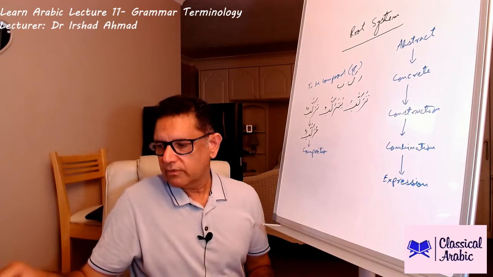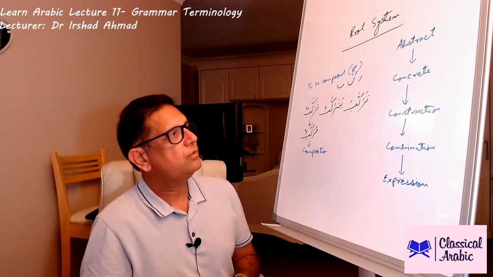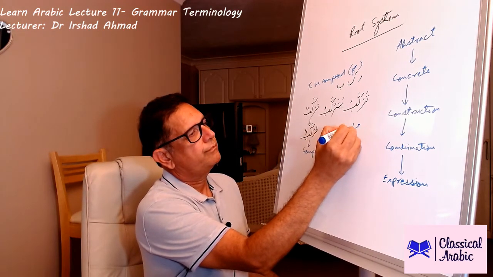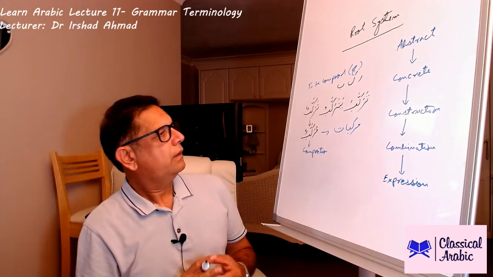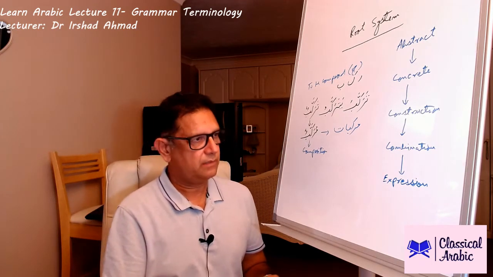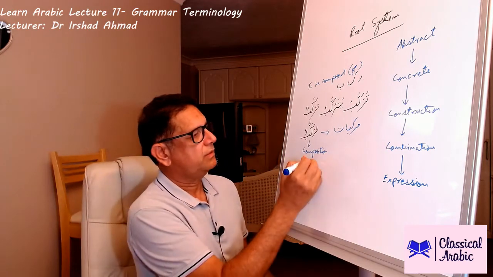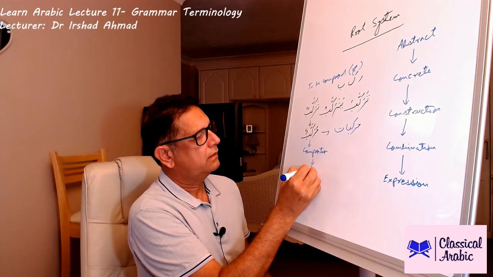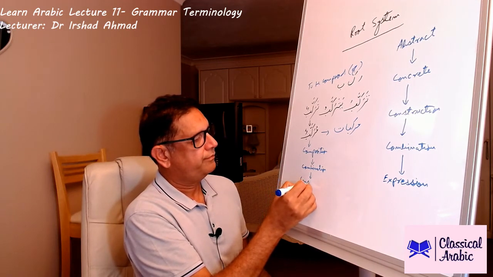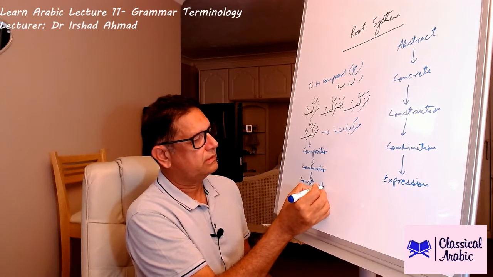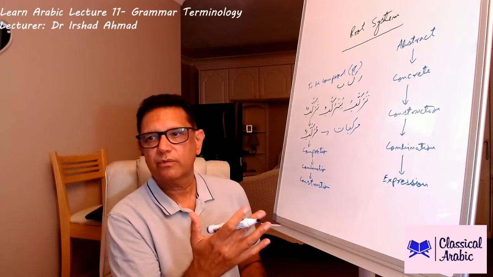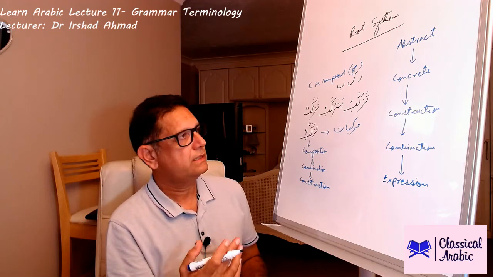Composition. So what we are going to do is that from mufrad we are going to move on to murakkabat. Plural will be murakkabat. So murakkabat means we are going to put individual words together. We are going to put mufradat together in composition, in combination. This could be called combination. And we can use another word, construction. So that's the terminology which we are going to use for murakkabat. So we're going to put together individual words, mufradat, to make phrases and sentences.